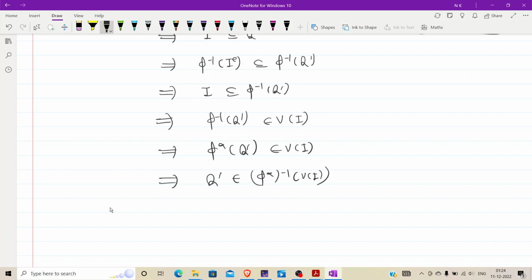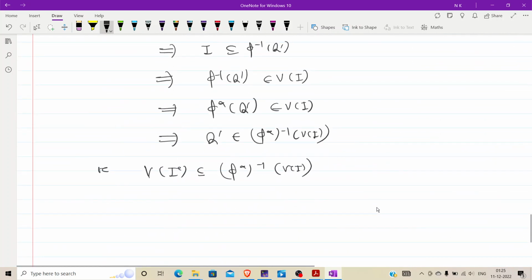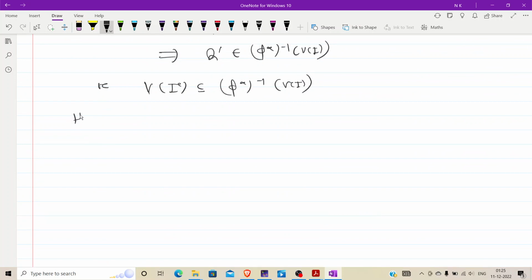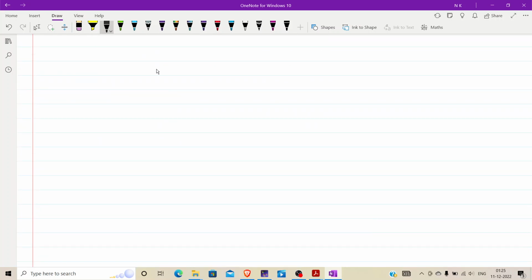So that proves the reverse inclusion, that is V of I extension is a subset of phi star inverse of V of I, right? So if you combine these two statements together, we can write down our final target. Hence phi star inverse of V of I is equal to V of I extension.